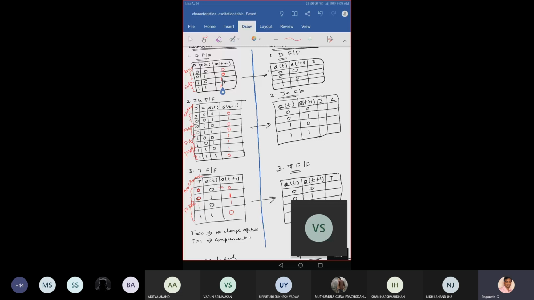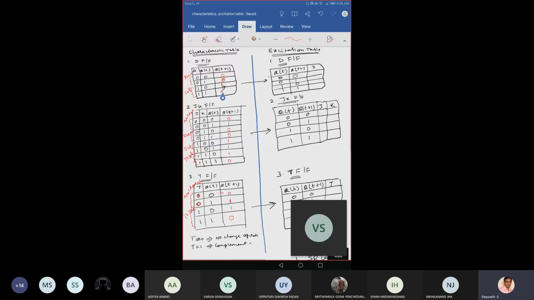Now, any doubts in the characteristic table? The left side table is the characteristic table, and the right side is the excitation table. Please understand, in the characteristic table, inputs are known, output is unknown. For example, in the D flip-flop, what are the input and what is the output? D is the input, everyone knows that. And Q of T plus 1 is the output, the next state output. What is the Q of T? Is it an input or output?